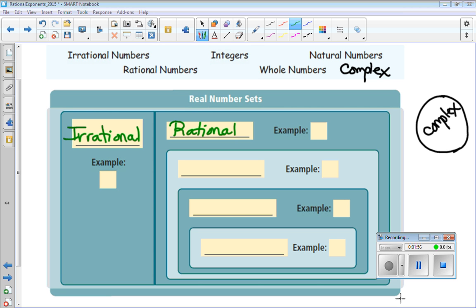So let's define what an irrational is. Let's make sure we understand it. An irrational number would be a decimal that goes on forever and ever and never stops. No repeats. So knowing that as our definition, pi would be an example of an irrational number that you know. There are an infinite number of decimal places. It goes on forever. It never stops.